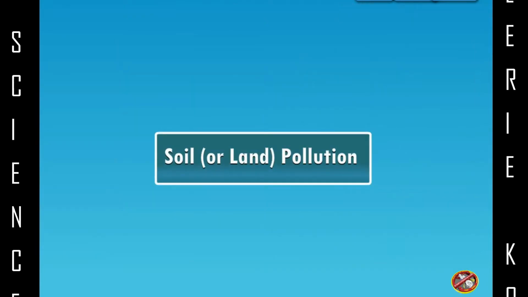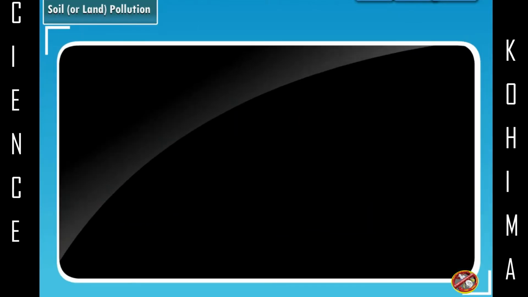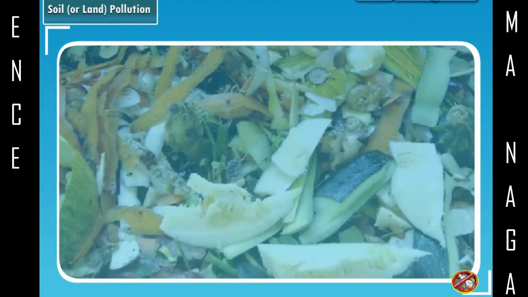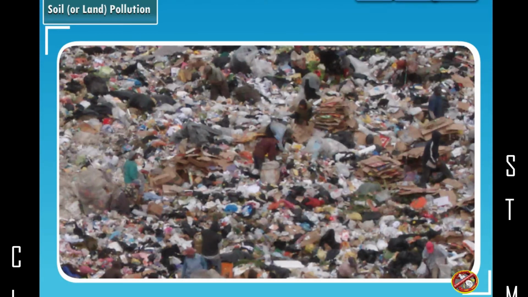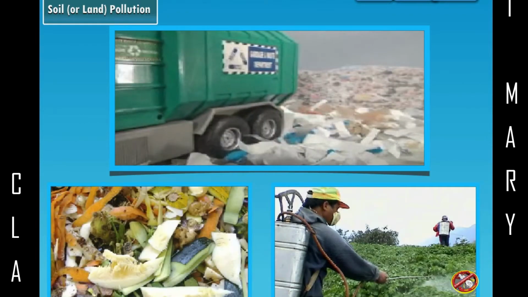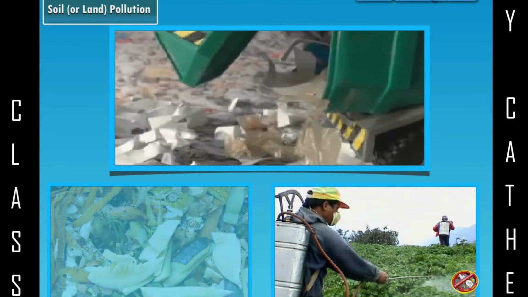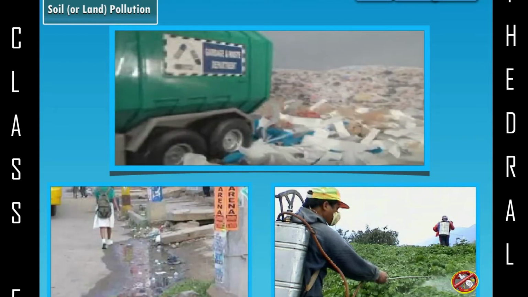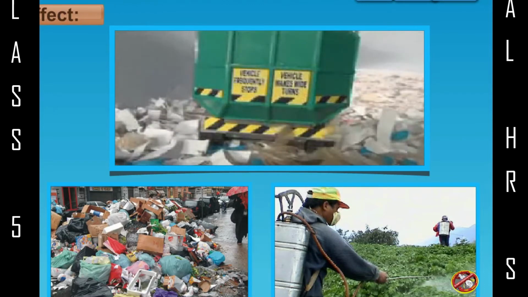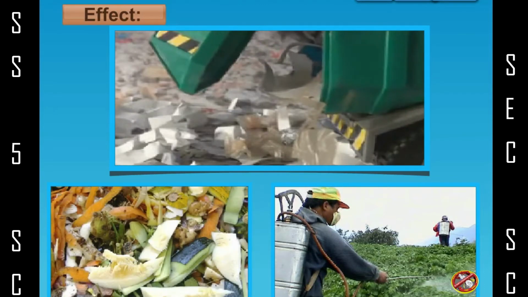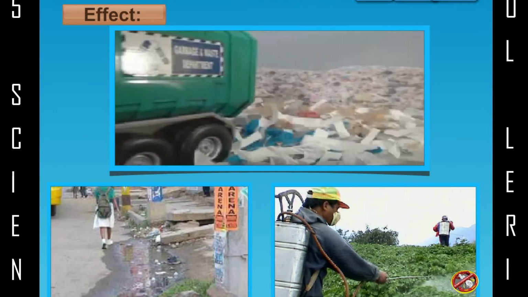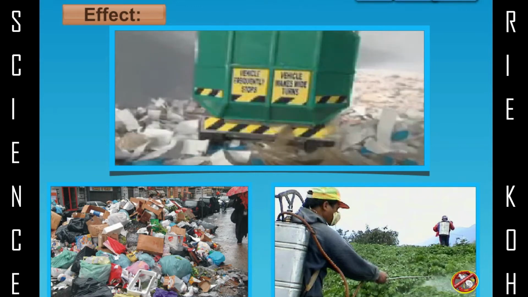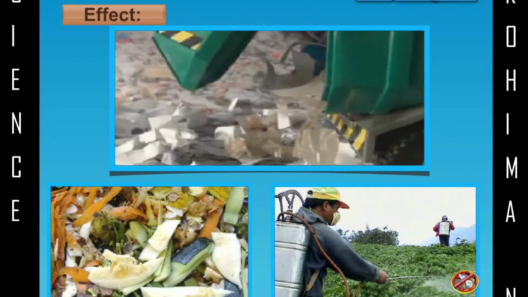Soil or land pollution. Dumping of solid wastes such as plastic bags, glass bottles, and metal containers causes land pollution. Excess use of fertilizers and pesticides in crop fields also causes land pollution. Effect. Land pollution makes the soil infertile. It harms the soil microorganisms and adversely affects the growth of plants.